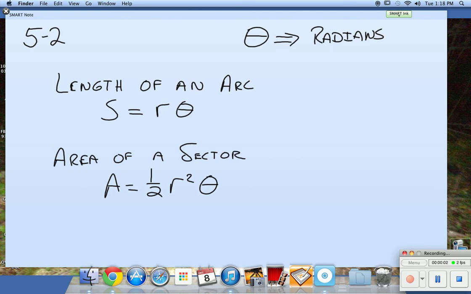Chapter 5, Section 2. We're going to learn about length of an arc and area of a sector. Okay?